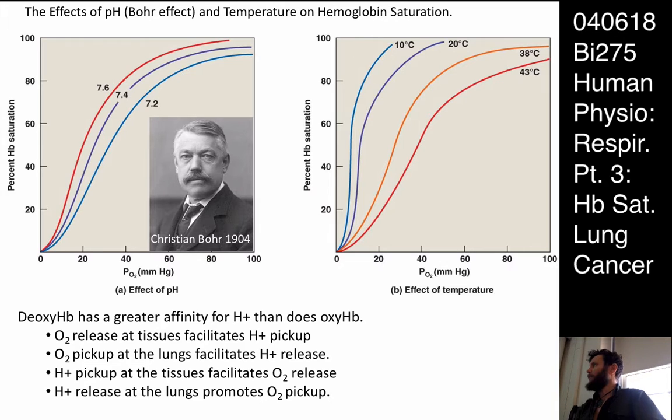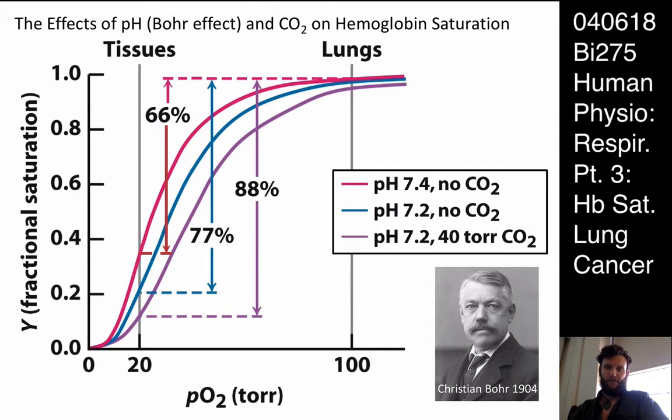So what do I have? What are these bullet points? Deoxyhemoglobin has greater affinity for H plus than does oxyhemoglobin. Yeah, it's just saying the same thing. But the way to think about it is in terms of physiological common sense. All right.